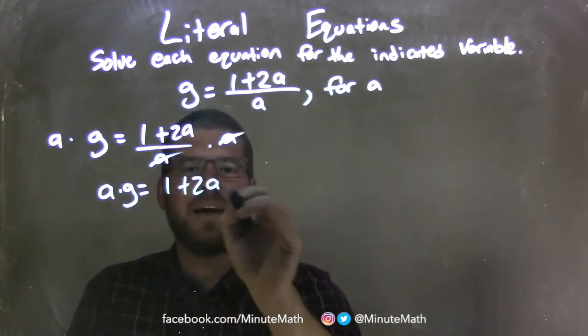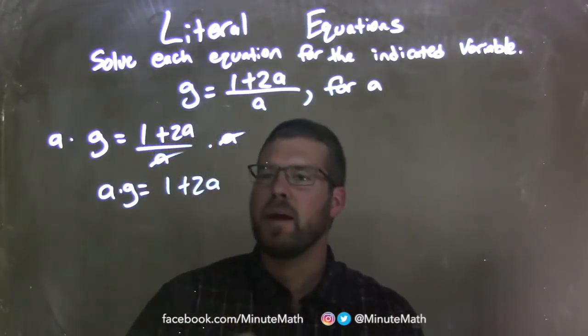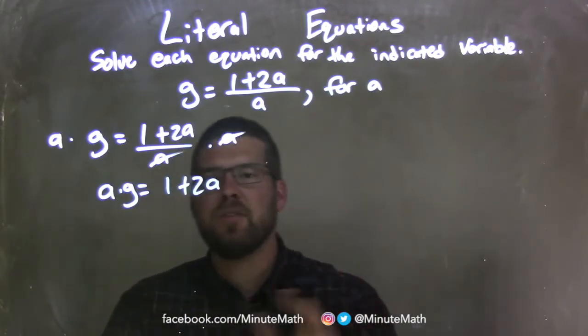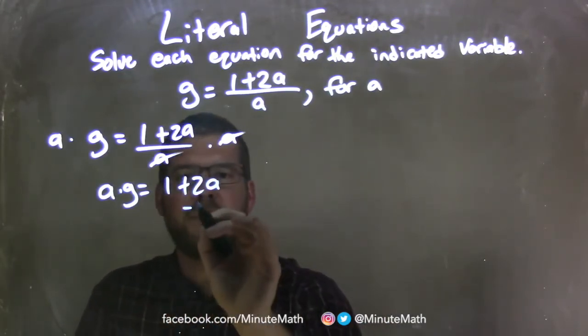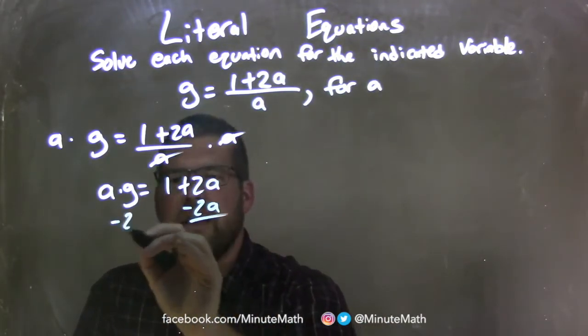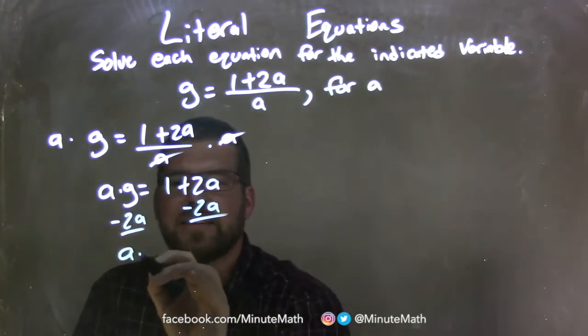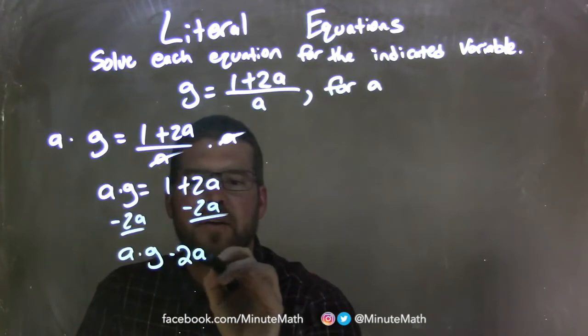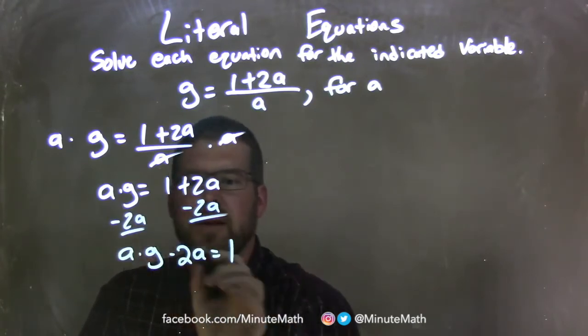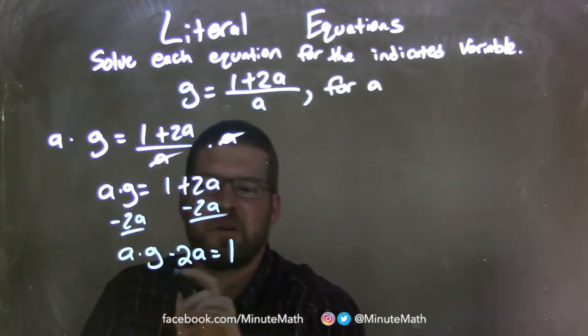leaving me with a times g equals 1 plus 2a. Okay? So from there, I'm going to bring my a's over to one side and my numbers to the right. So I'm going to subtract the 2a from both sides. And we don't have any numbers to bring over to the right. And so now I have a times g minus 2a equals 1.